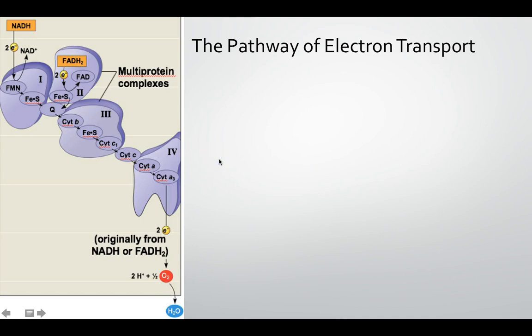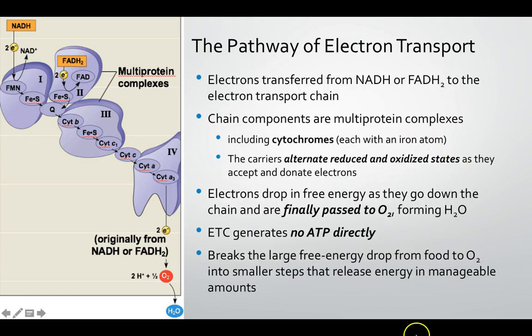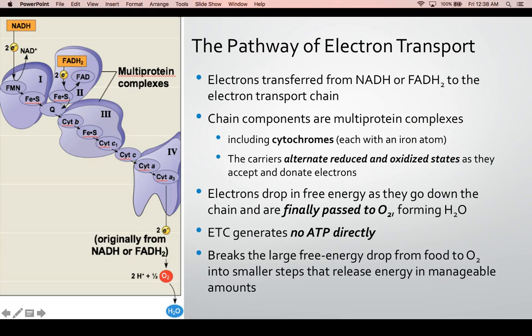Now, keep in mind that my PowerPoint is still not working. But the key thing to remember is that during electron transport, no ATP is going to be directly generated. Electron transport does not directly make ATP molecules. So, why is it important that the electrons are actually passed down in the electron transport chain?